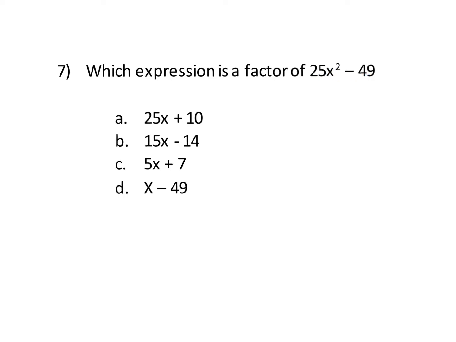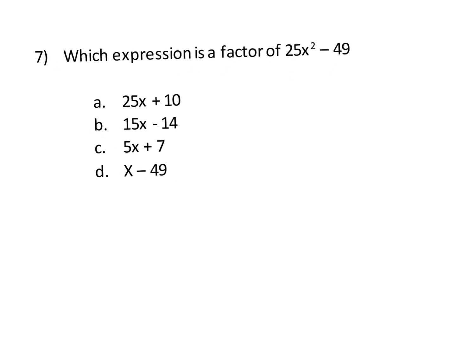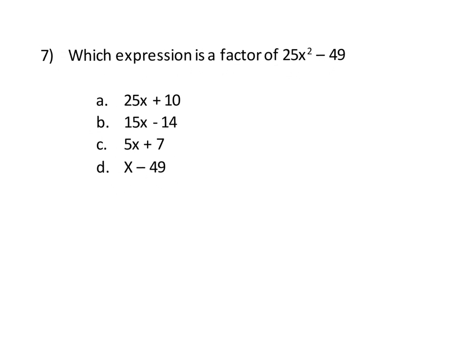All right, this is one of our special expressions here where we have the difference of two squares, okay? 25 is a perfect square, 5 times 5, so 25x squared would be 5x times 5x. And then 49 is also a perfect square. It's 7 times 7. So what we have here is what's called the difference of two squares.